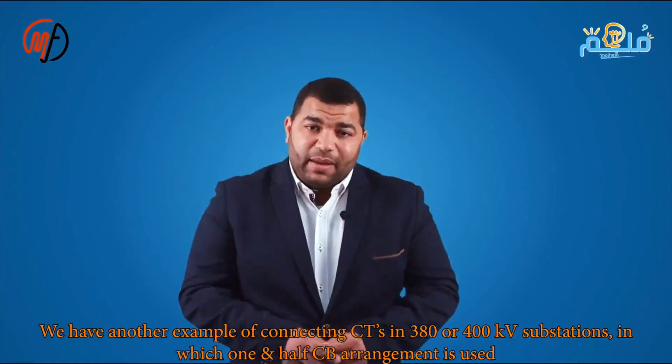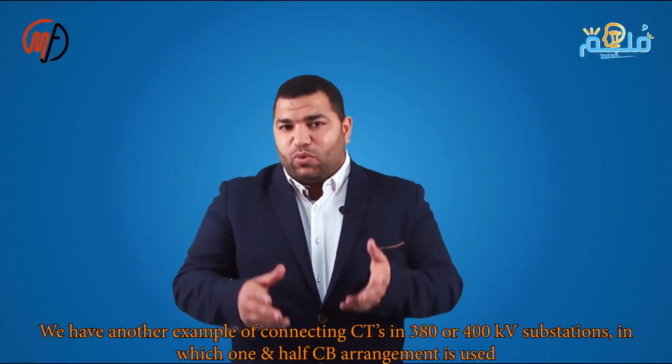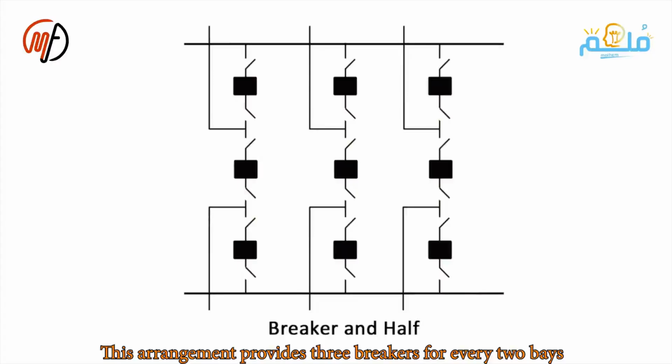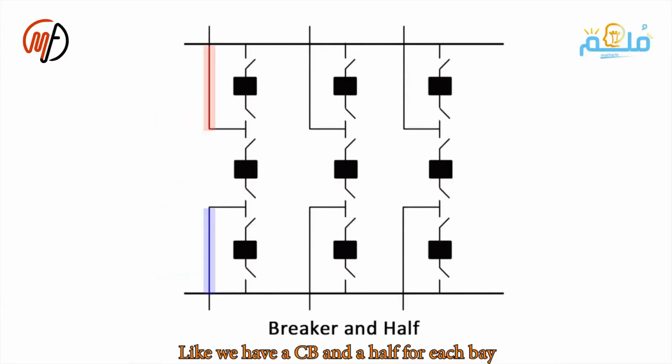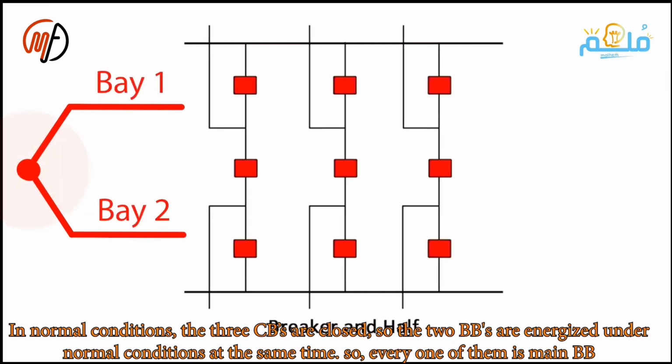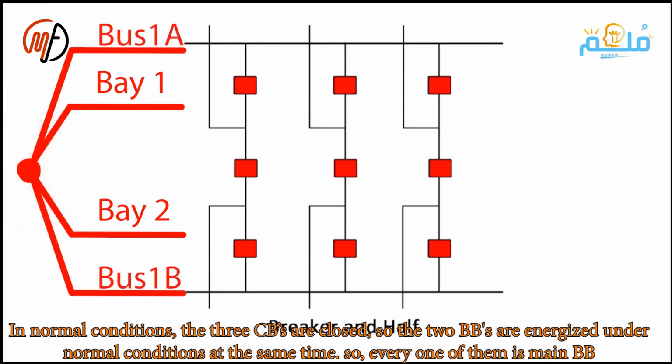We have another example of connecting CTs for 380 or 400 kV stations, which use the 1.5 circuit breaker system, where 3 circuit breakers are installed for every 2 circuits, as if we have a half breaker for each circuit. Here, the circuit refers to the B. Normally, all 3 circuit breakers are closed under normal conditions, so 2 bus bars operate under normal conditions. Therefore, each one is considered a main bus bar, and there is no difference between them.